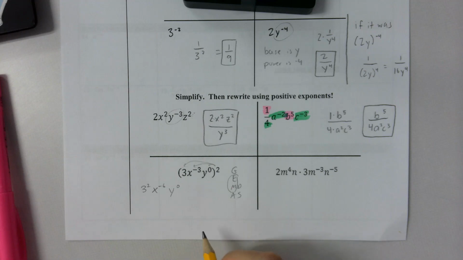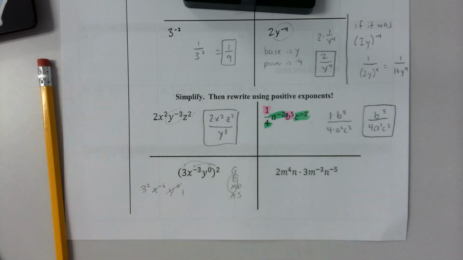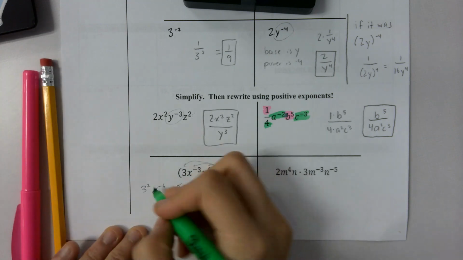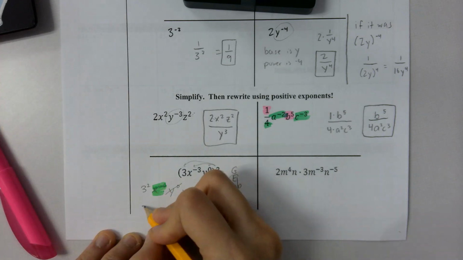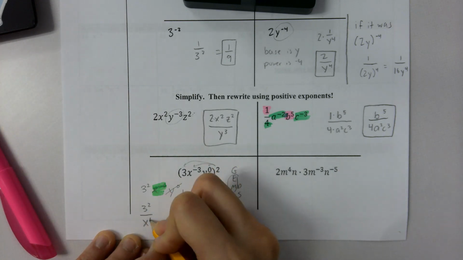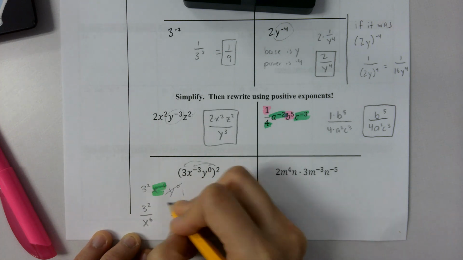And now we can simplify. So this goes to 1. This is going to go to the bottom. And the other one stays on top. Right? So we have 3 squared over x to the 6th. And then we can just simplify that as 9 over x to the 6th.